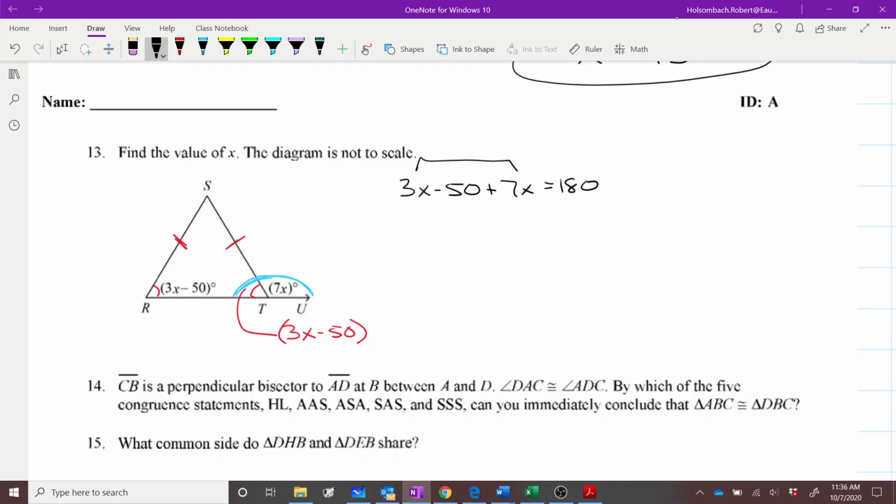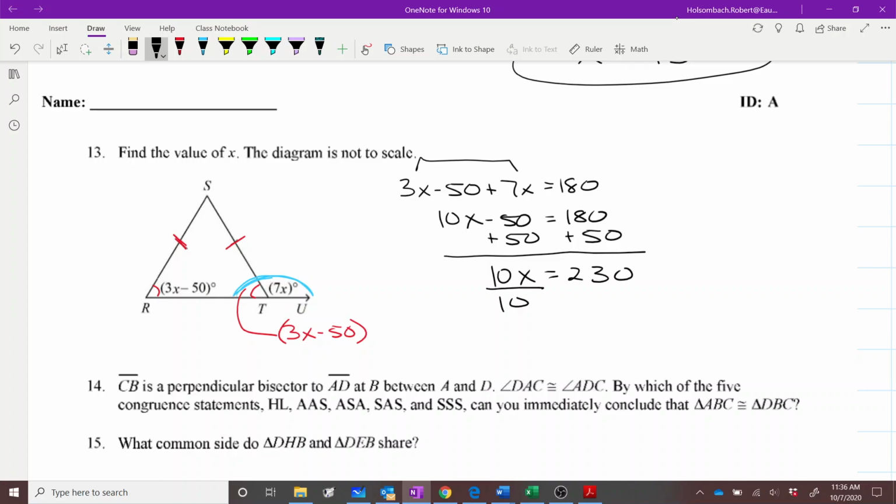If you combine like terms, then 10x minus 50 equals 180. And if you add 50 to each side, 10x equals 230. And if you divide by 10, x equals 23. So there's your value of x.